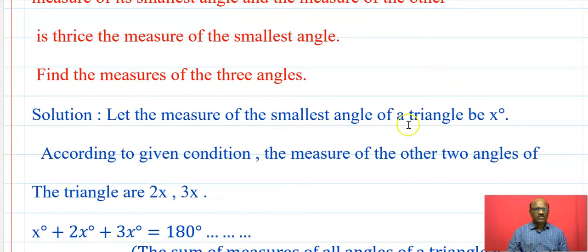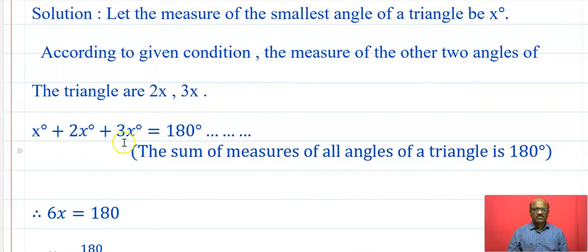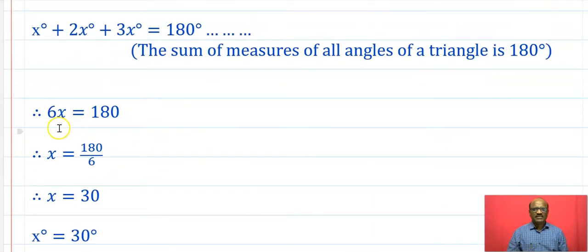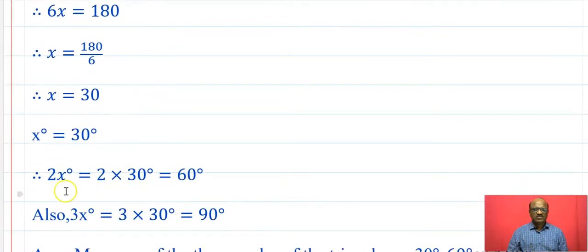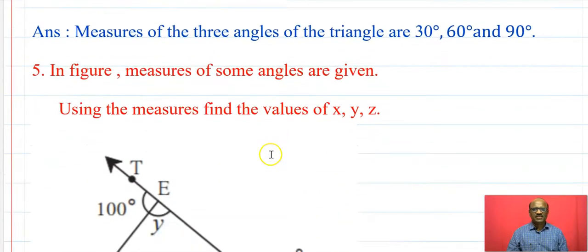Let the measure of the smallest angle of the triangle be x degrees. According to the given condition, the other two angles are 2x and 3x, and the sum of the angles is x degrees plus 2x degrees plus 3x degrees is equal to 180. That is, 6x is equal to 180. Therefore, x is equal to 180 upon 6, that is x is equal to 30 degrees. Therefore, the measures of the other two angles are 2x, meaning 2 into 30, that is equal to 60. And the next angle is 3x, 3 into 30, that is equal to 90. Therefore, the measures of the angles are 30 degrees, 60 degrees, and 90 degrees.